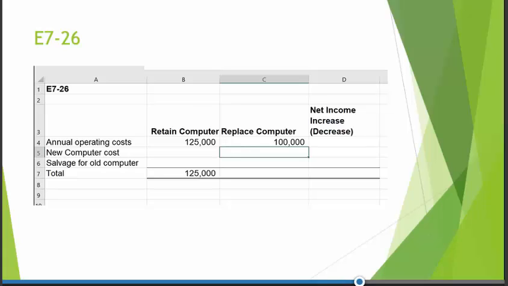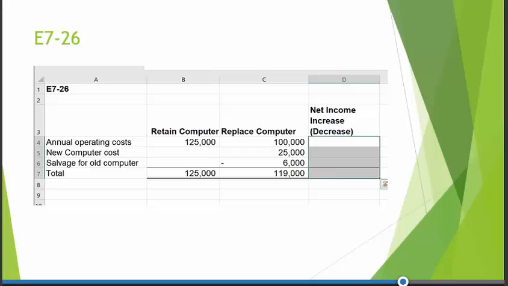The new computer costs us $25,000. However, if we buy the new computer, I can also sell the old computer for $6,000 right now. So the total cost to replace the computer is $119,000. So our current cost for 5 years is $125,000. If we replace the computer, it would only cost us $119,000, which means our income increases by $6,000.